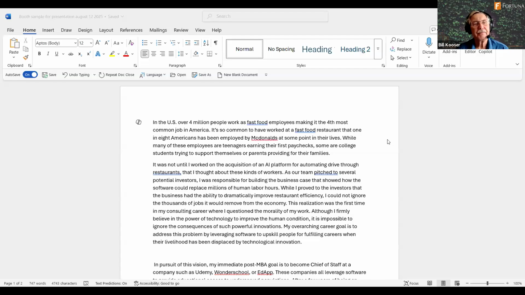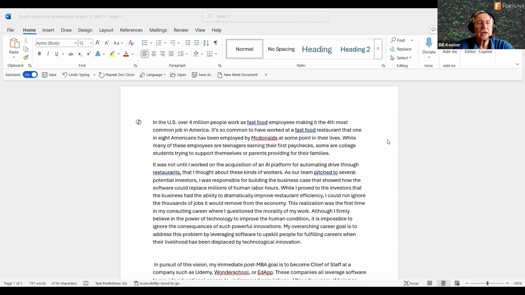In fact, 1 in 8 Americans have worked at a McDonald's at some point in their lives. So opening with a story, a quote, or a statistic that makes the reader perk up a little bit and say, oh, I'd like to learn more, is an interesting opening. You really want to hook them in. But obviously it's got to be aligned with what it is that you want to do.